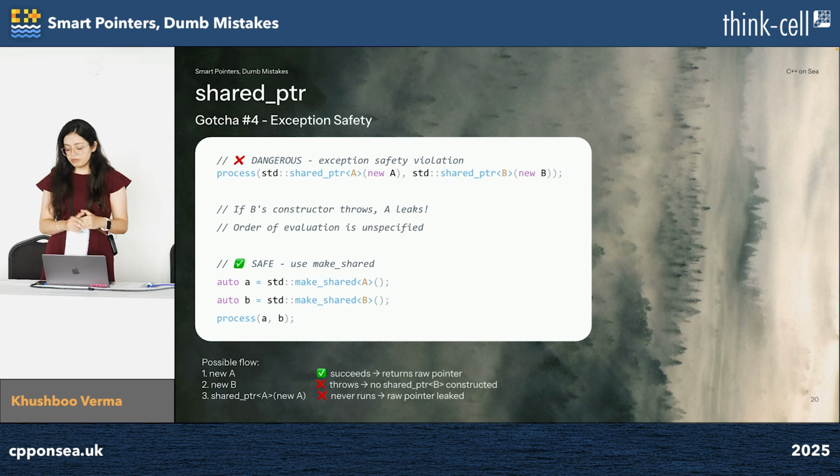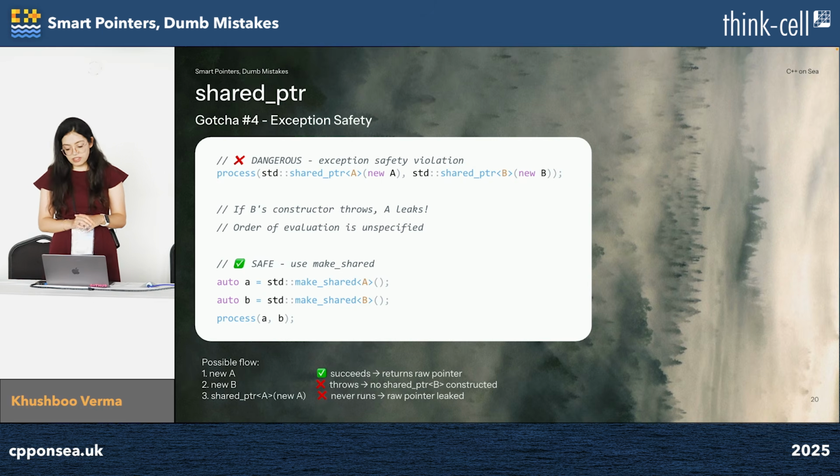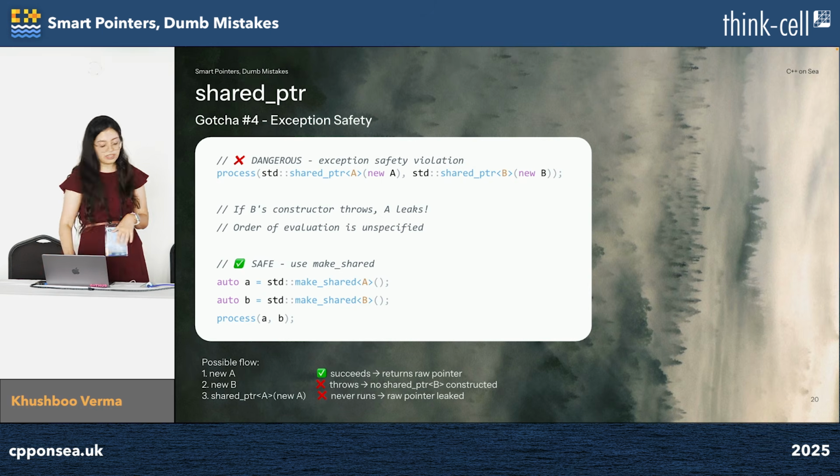So basically, there's no particular order in which it might happen, but if one of these fails, it's going to cause memory leaks. And make_shared will actually prevent this by ensuring that no raw pointers exist, and make_shared and make_unique are strongly preferred. So whenever you're doing a shared pointer initialization, please try to use it along with make_shared. Just like unique pointers have make_unique, in case of shared pointers, always try to use make_shared, right?